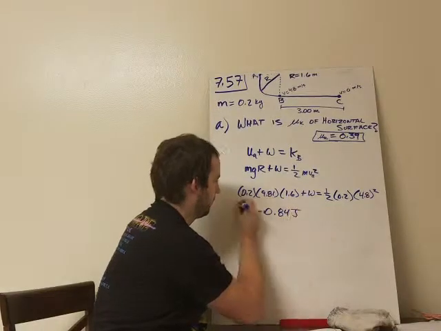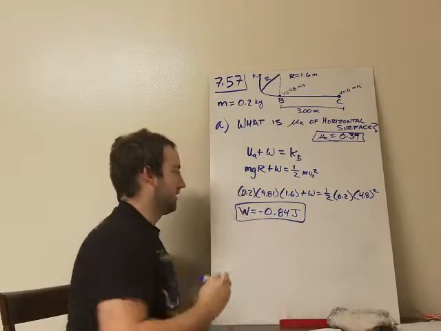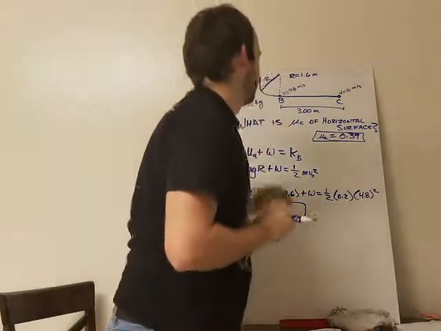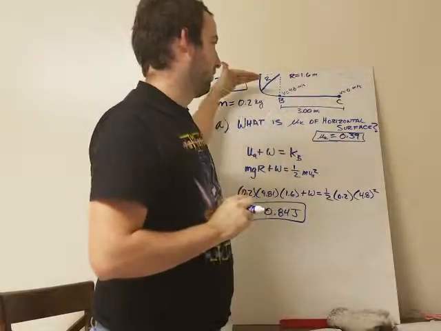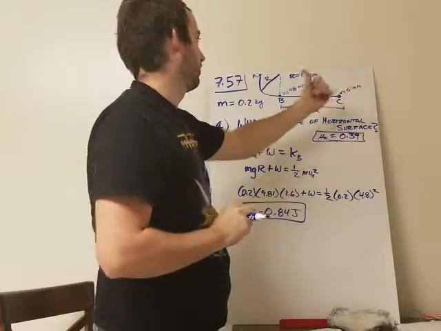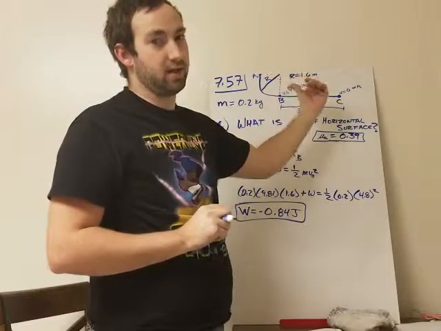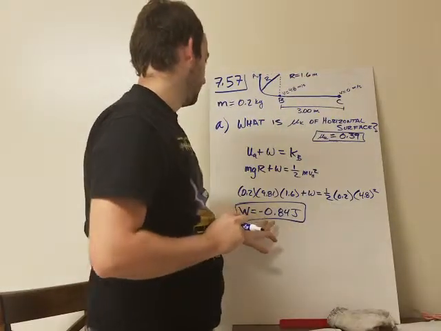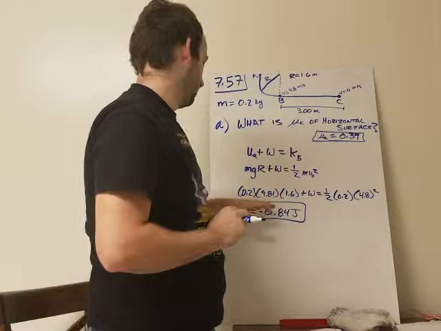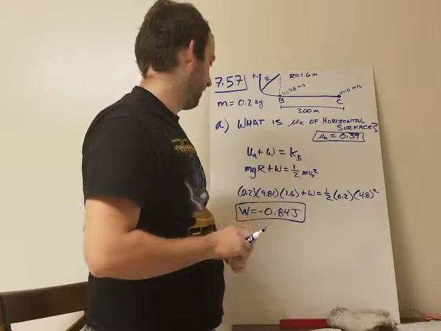The work equals negative 0.84 joules. And that makes sense because, since this is our positive direction to the right, we are expecting the work to be done in the negative direction. So it makes sense that it's negative, which is always good to check that. But yeah, everything looks good.